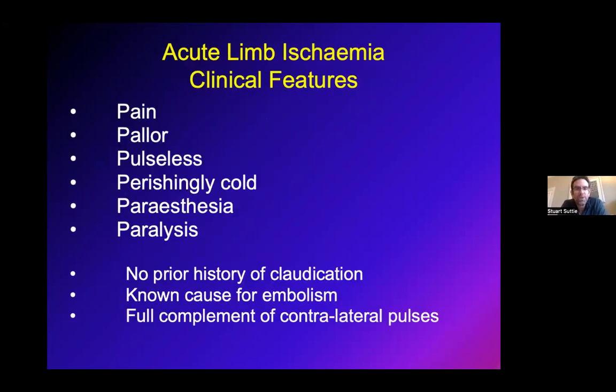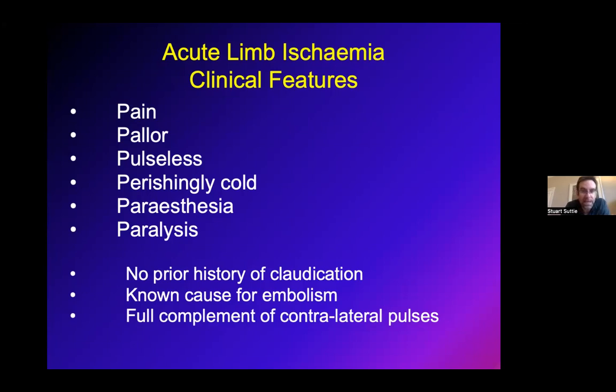So what do we see when somebody presents with acute limb ischemia? We have the classic 6 Ps. There's pain. There's pallor. In other words, the limb goes white. There's no pulses, so it's pulseless. The limb becomes very cold, perishingly cold. The limb may then develop paresthesia, altered sensation, which, if it's untreated, can progress to full limb paralysis. And I'm going to talk a bit about these in more detail.